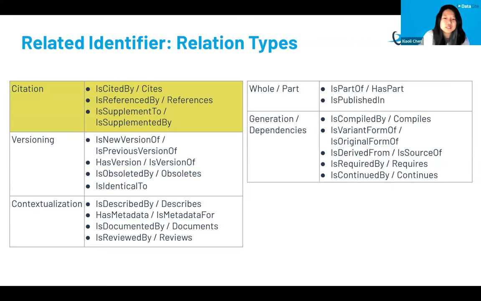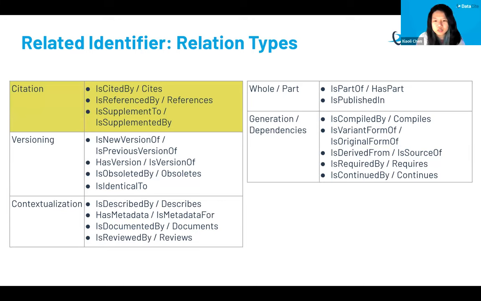So currently the schema supports 17 types of relations, expressed in pairs to distinguish between directions. So the relations can be made from both directions, the item being referenced and the item that's referencing. Barring isIdenticalTo and isPublishedIn, these can only happen in one direction. So for the sake of easy understanding, we've put them into five conceptual categories. The citation category includes cites, isCitedBy, references, isReferencedBy, and isSupplementTo and isSupplementedBy. These are arguably the three most important pairs of relations, but we'll come back to this in the next slide. But first, let's go through the rest of the relations.